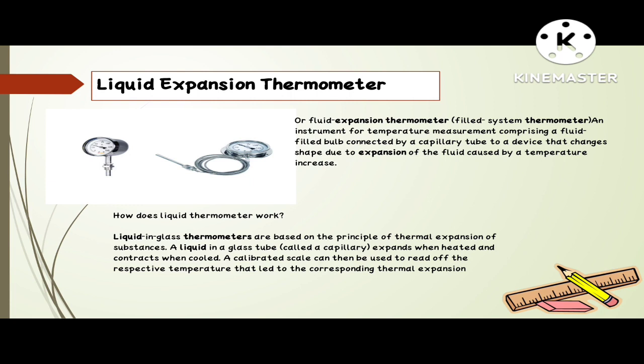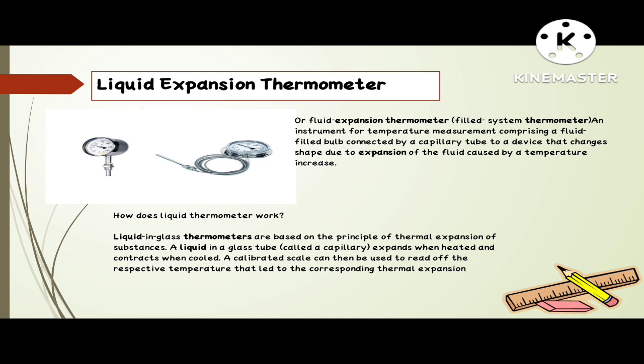How do liquid thermometers work? Liquid in glass thermometers are based on the principle of thermal expansion of a substance. A liquid in a glass tube, called a capillary, expands when heated and contracts when cooled. A calibrated scale can then be used to read off the respective temperature that leads to the corresponding thermal expansion.